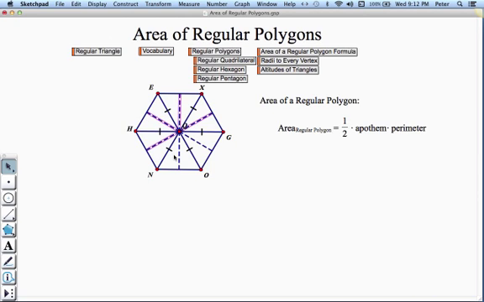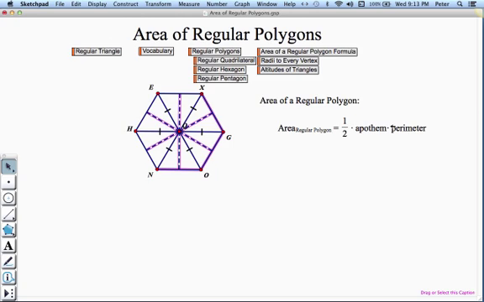So the way I'm going to determine the area of the entire polygon is by figuring the area of each of these isosceles triangles. And that's going to be, for each one of them, 1/2 the base times the height, plus 1/2 the base times the height, plus 1/2 the base times the height. And what you'll notice is I can factor out of that a 1/2 and the measure of the apothem. So that's how I get the 1/2 the apothem.